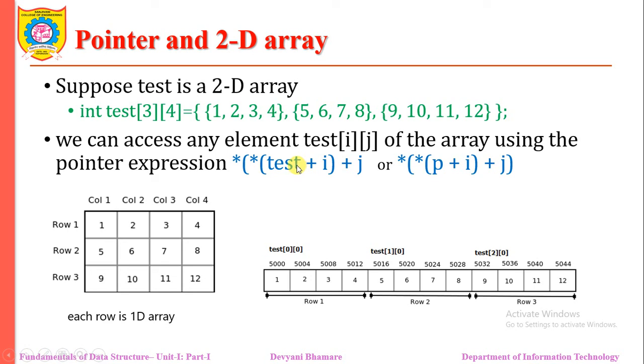So p is equal to what? p is equal to the address of test of 0, 0, which is the base address. What is the base address? The address of the zeroth element, that is row 0 and column 0. Also we can use a pointer over here.